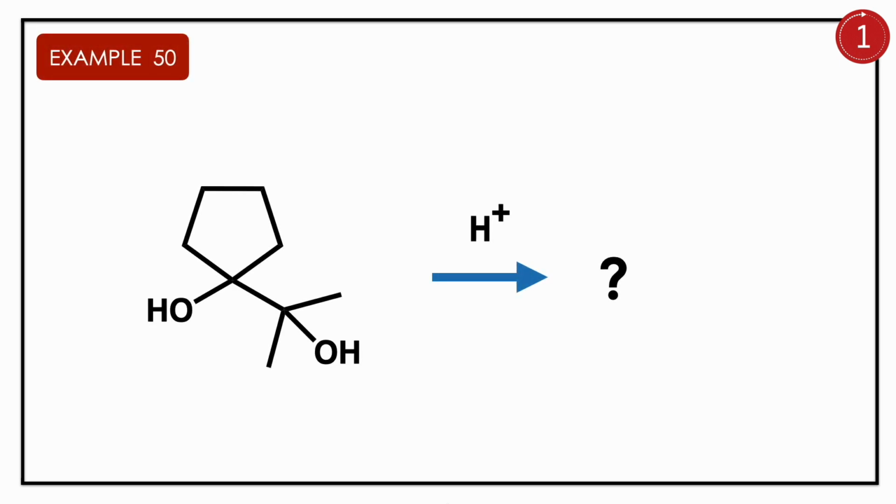Then the next example, you have cyclopentane. Side chain you have 2 alcohol, diol group and 2 methyl group. You are using acidic condition. You should find what will be the final product.